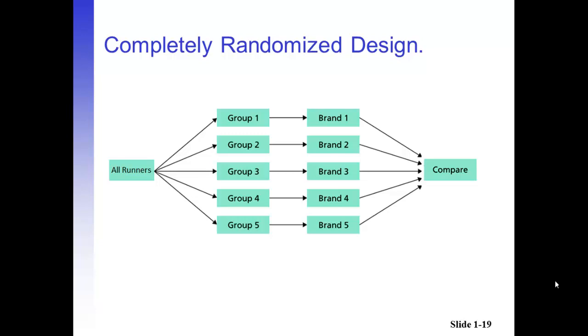Secondly, randomization. Randomization is implemented, first of all, because the composition of the groups is constructed at random. Whether a particular runner goes in group 1, 2, 3, 4, or 5 is a decision that's made at random. It's not the decision of the person who is administering the experiment. And finally, which group gets which brand of shoe would also be assigned at random. Therefore, randomization is implemented in this experiment.